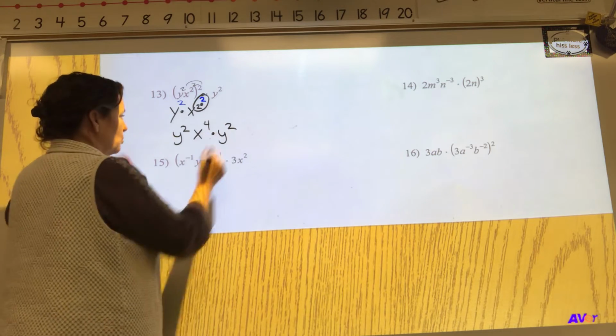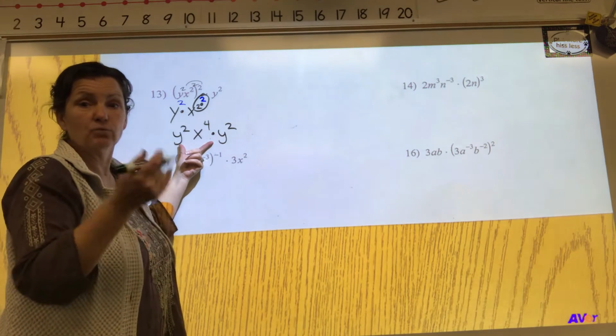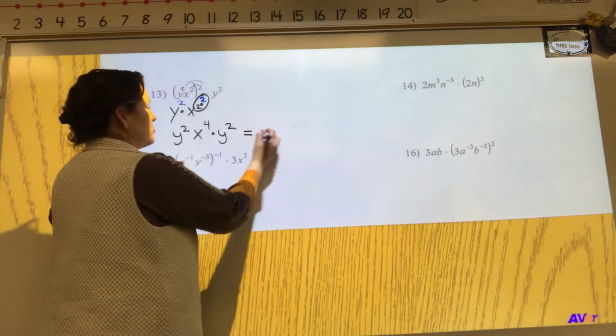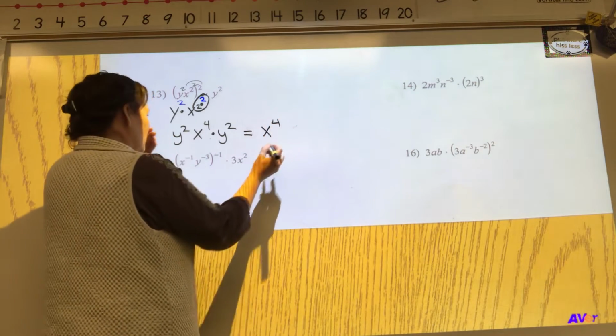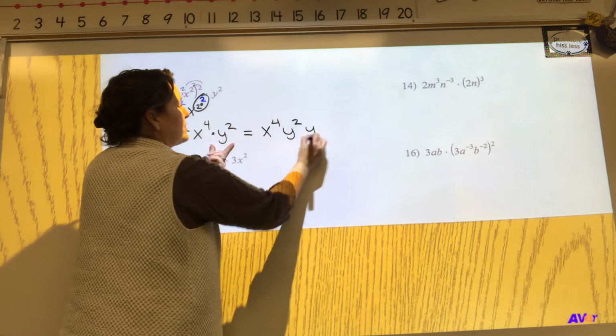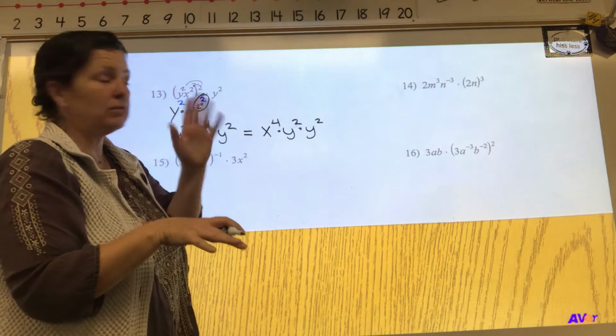Oh, cool. Now this looks like 7-2, the product rule. So I'm going to put these in order. X would go first, because I'm going alphabetical order. I'm going to do this y squared guy, and then this other y squared guy. And again, if you want to put that multiplication dot in there because it makes you feel good, you do that.